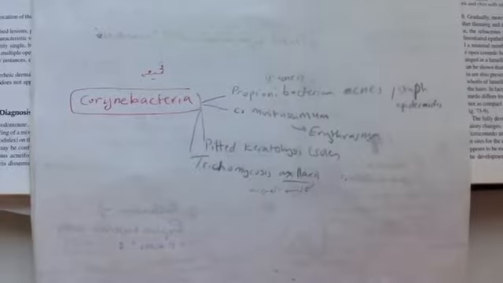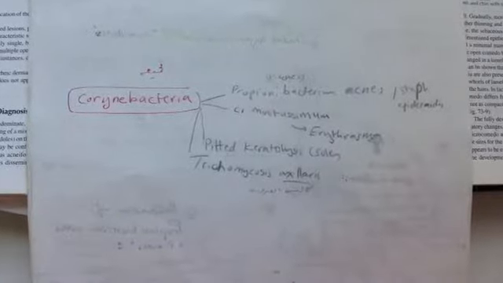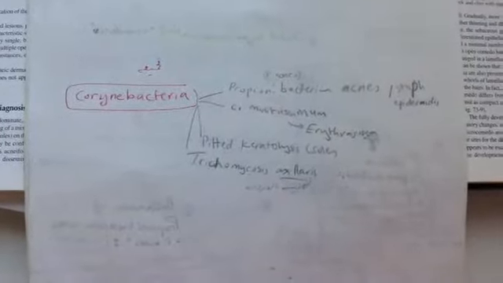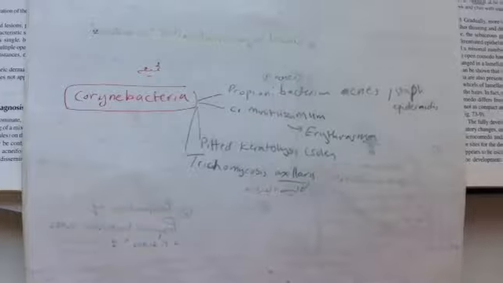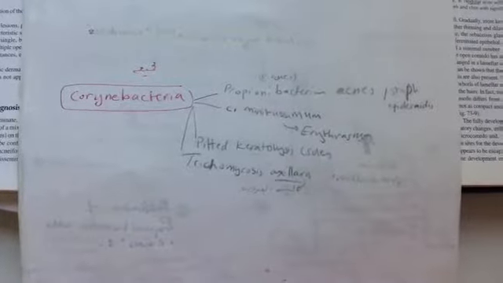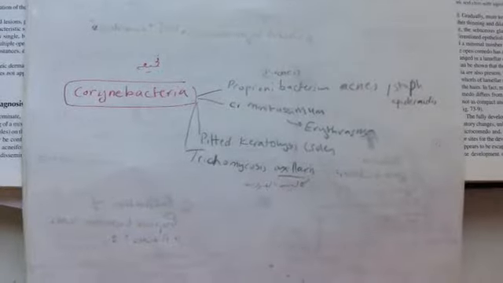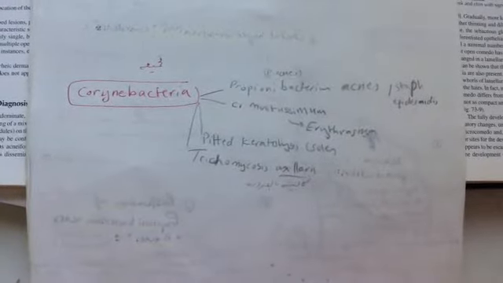Actually, there is Corynebacterium; there are Propionibacterium acnes and Staph epidermidis involved in acne, and there is Corynebacterium minutissimum in erythrasma and pitted keratolysis, which occurs in the soles, and Trichomycosis axillaris. This is a note about Corynebacterium.